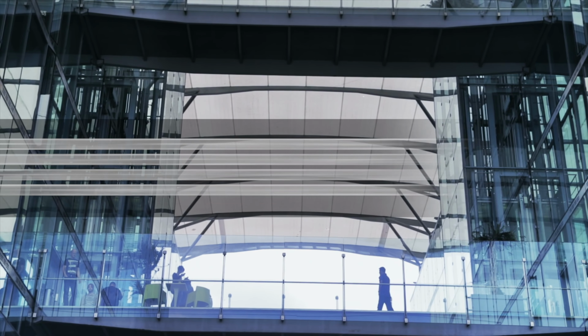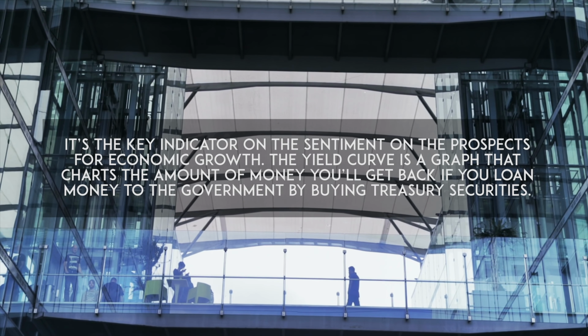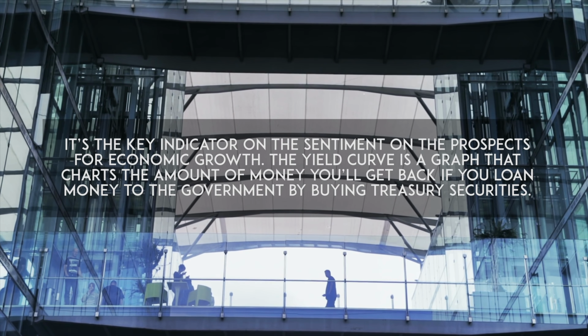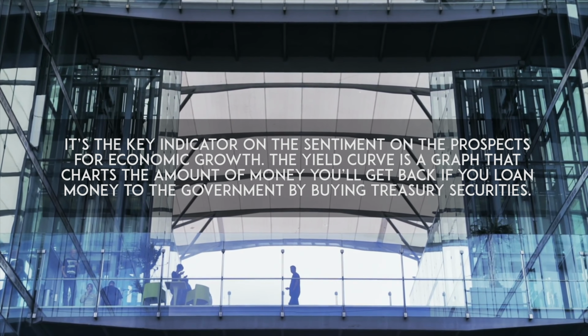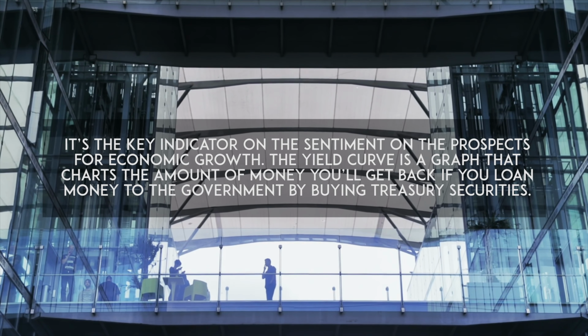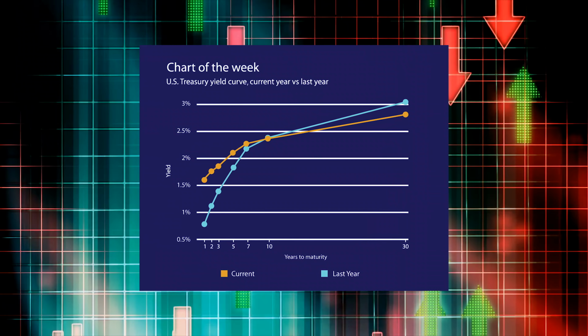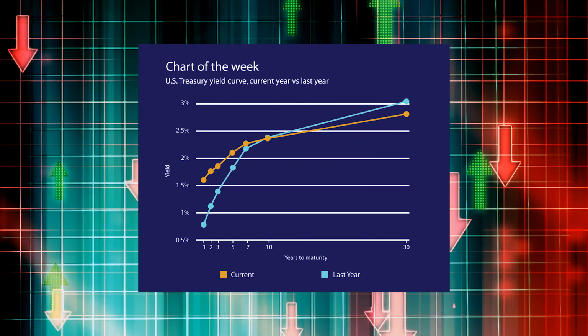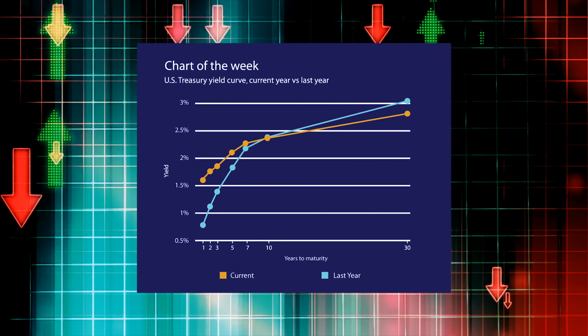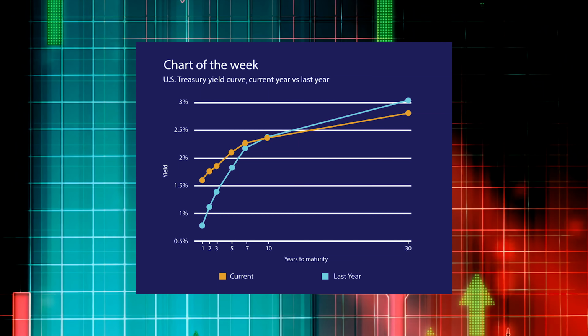But what I find most helpful in looking out for is the yield curve. It's the key indicator on the sentiment on the prospects for economic growth. The yield curve is a graph that charts the amount of money you'll get back if you loan money to the government by buying treasury securities. The yield rate is on the y-axis and the duration of time is on the x-axis. An investor can buy a 2-year note to a 30-year bond.